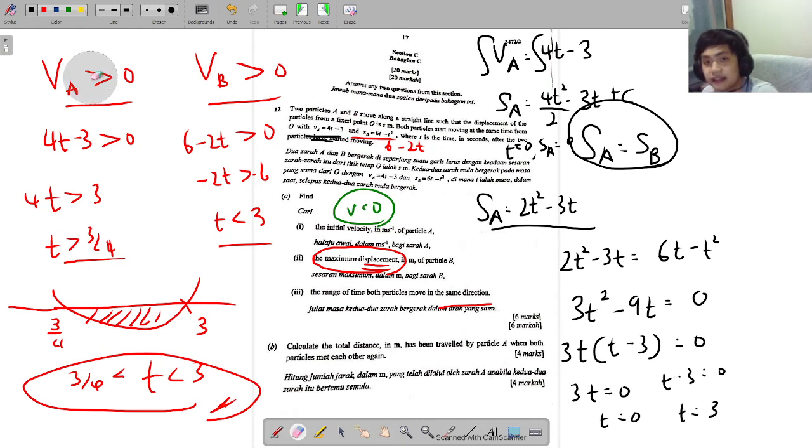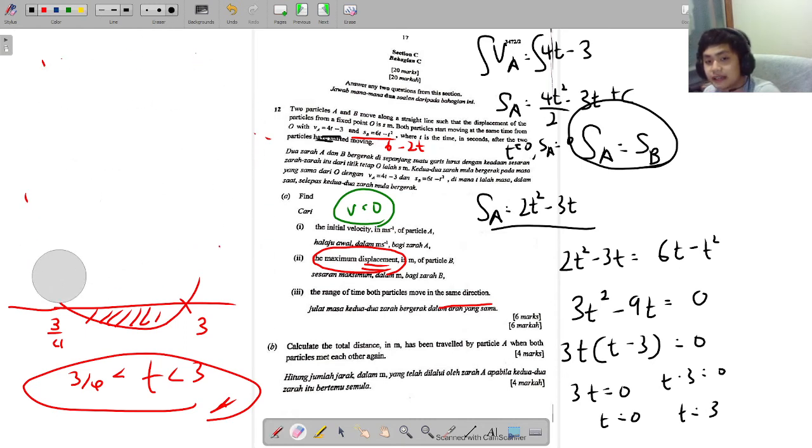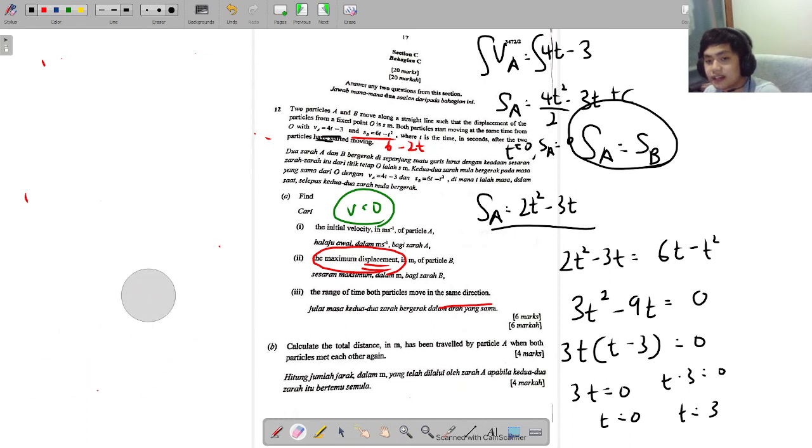Now, they said that they want them to meet for the second time. The first time they met was when time is 0, which makes sense because they both started from the origin. So the second time they met is at 3 seconds. That means I need to find the distance that is traveled by particle A within those 3 seconds.